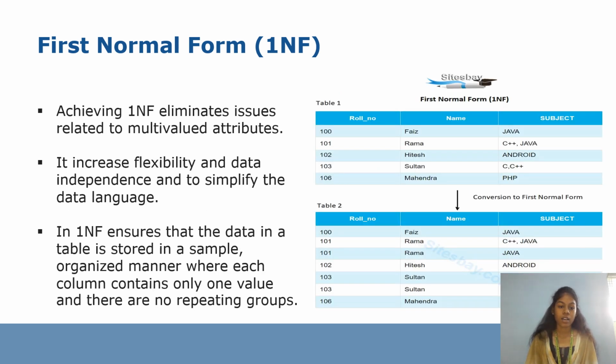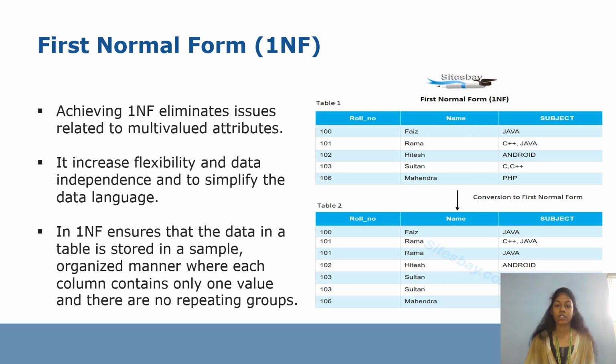And these are other points of the first normal form. Achieving 1NF eliminates issues related to multi-valued attributes. It increases flexibility and data independence and simplifies the data language. 1NF ensures that the data in a table is stored in a simple, organized manner where each column contains only one value and there are no repeating groups, and this is also an example of the first NF.